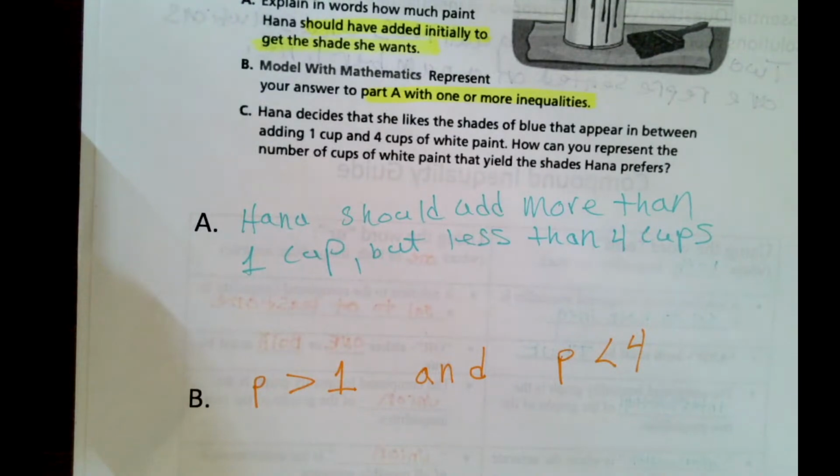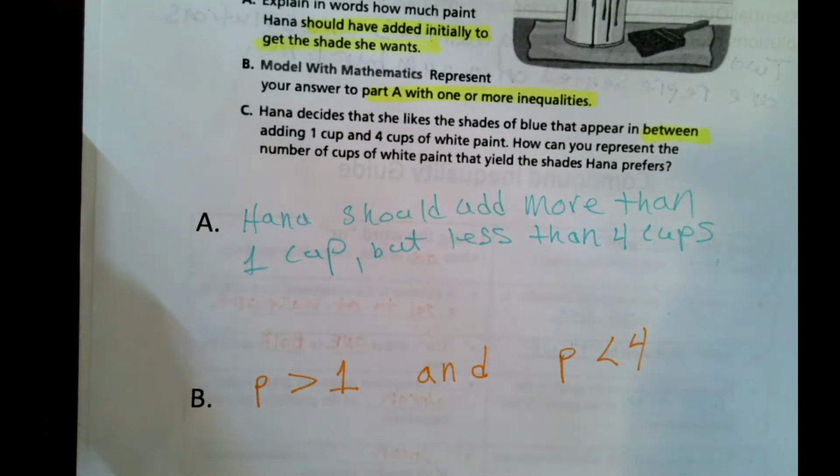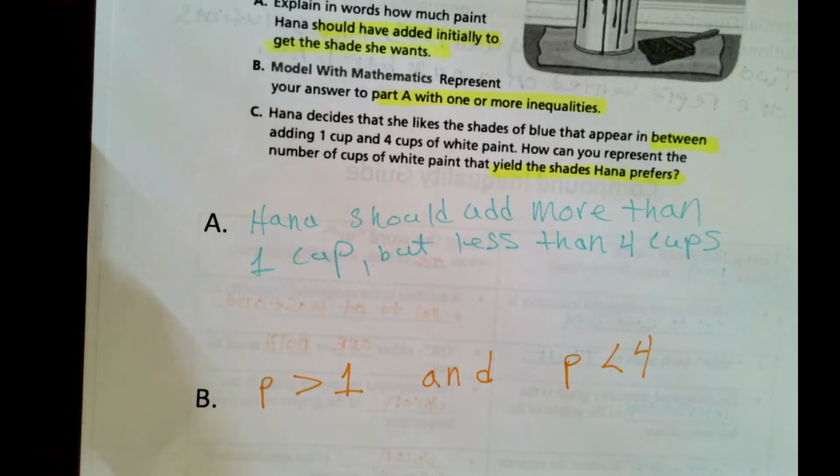Alright. So Hannah decides she likes the shades of blue that appear between adding 1 cup and 4 cups. That big word "between" is going to be important. How can you represent the number of cups of white paint that yields the shade she prefers? So one way we can do it is by what we've already written down. Look at B. We have that "and" inequality. But another way that you will see "and" inequalities written, mostly when they use the word "between," could be like this. P could be in the middle.